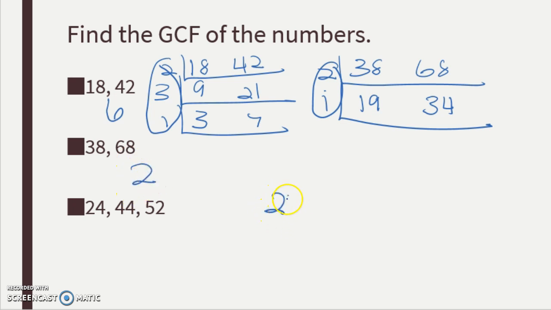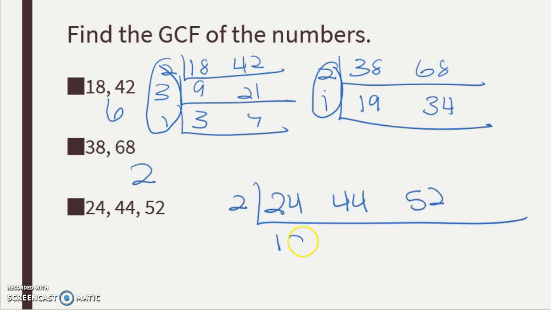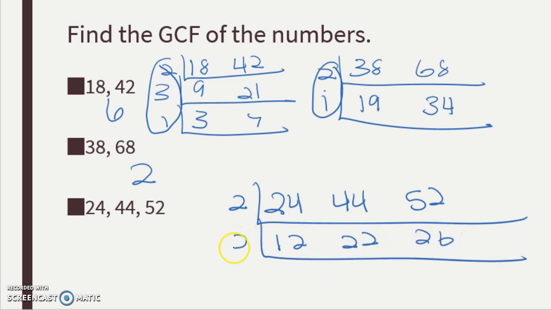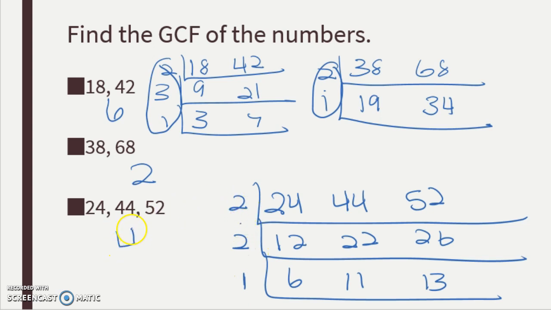Then whenever you have 3 numbers, when you're finding GCF, you figure out what number can go into all of those. So I can take a 2 out. That's a 12, that's a 22, that's a 26. I can take another 2 out, make that a 6, 11, and a 13. Only one number can go into all those 3. That is 1. You multiply on the outside, your GCF is 4.